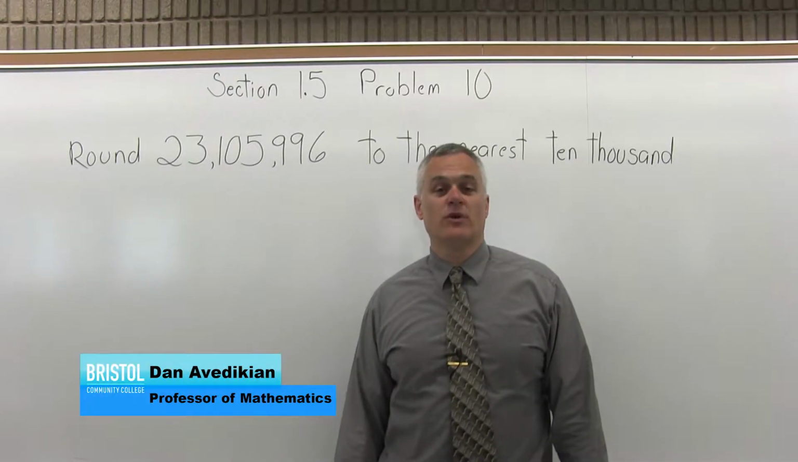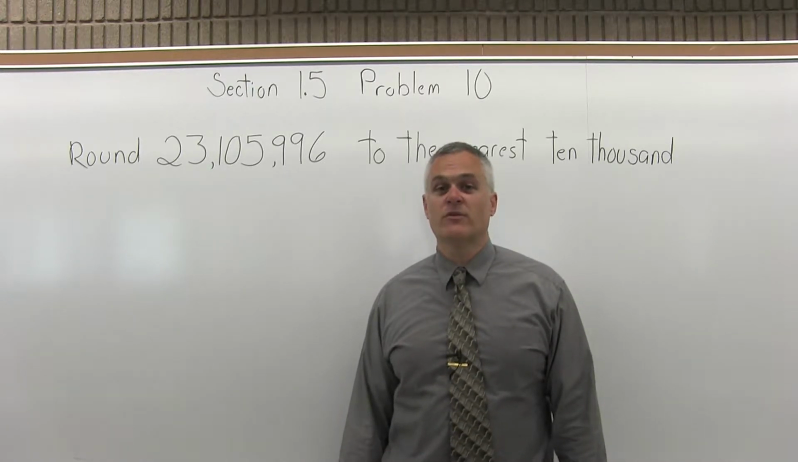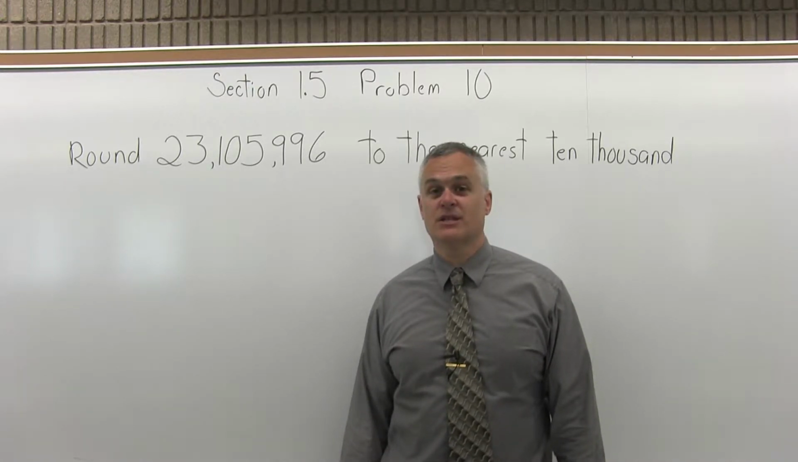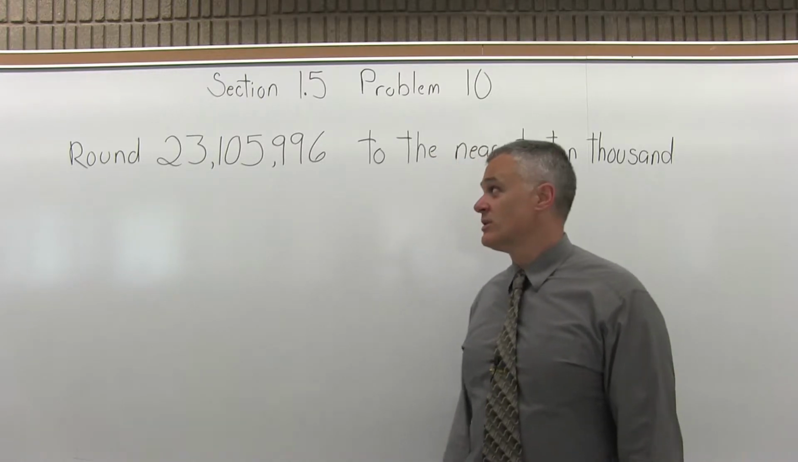This is Section 1.5, Problem 10. It says round 23,105,996 to the nearest 10,000. So first, let's identify the digit that we're going to round to.